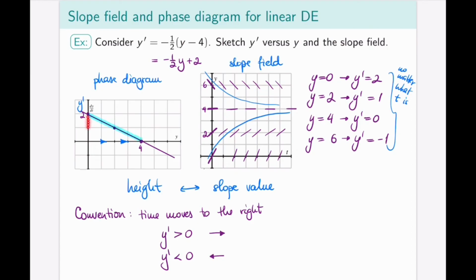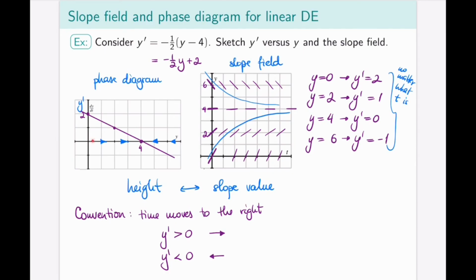So this is going to be the case when the graph is above the horizontal axis, which means that the values of y prime are positive. When the graph is below the horizontal axis, that means that the values of y prime are negative. On this region of the horizontal axis, I will be drawing arrows to the left as my convention indicates. So to the left here.